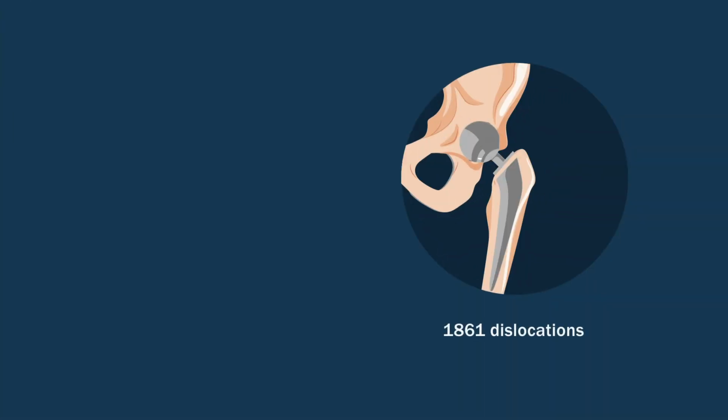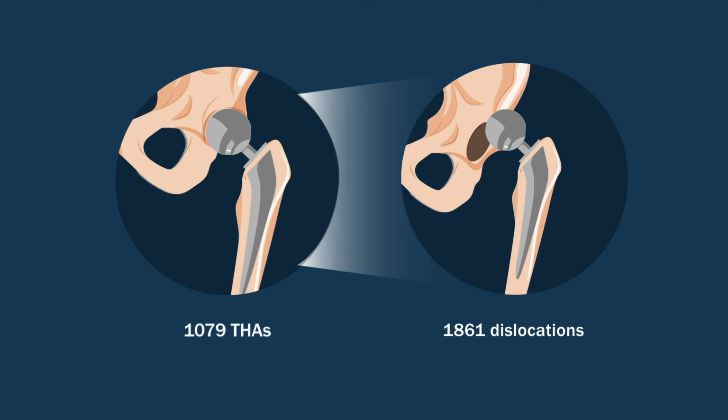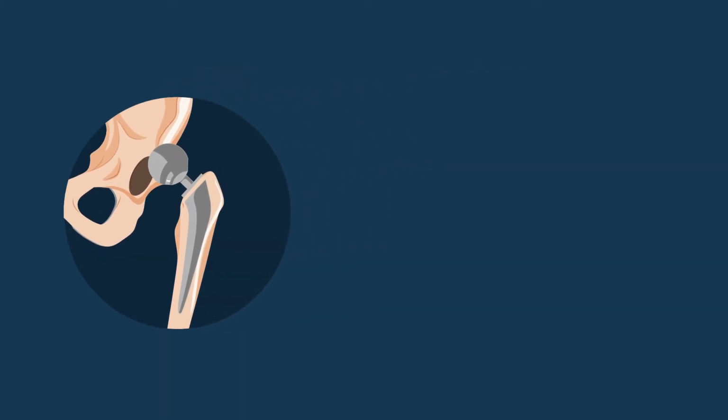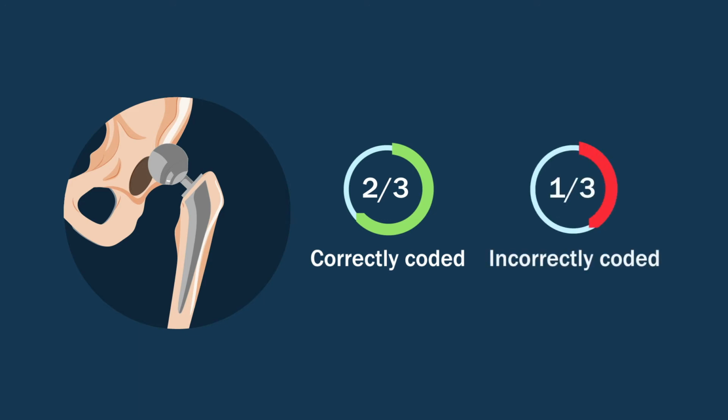A total of 1,861 dislocations in 1,079 THAs were identified in the patient files, corresponding to an incidence rate of 3.5%. Remarkably, only 2/3 of these cases would have been identified by the correct codes for THA dislocation, while the remaining 30% had been assigned with more or less wrong codes.